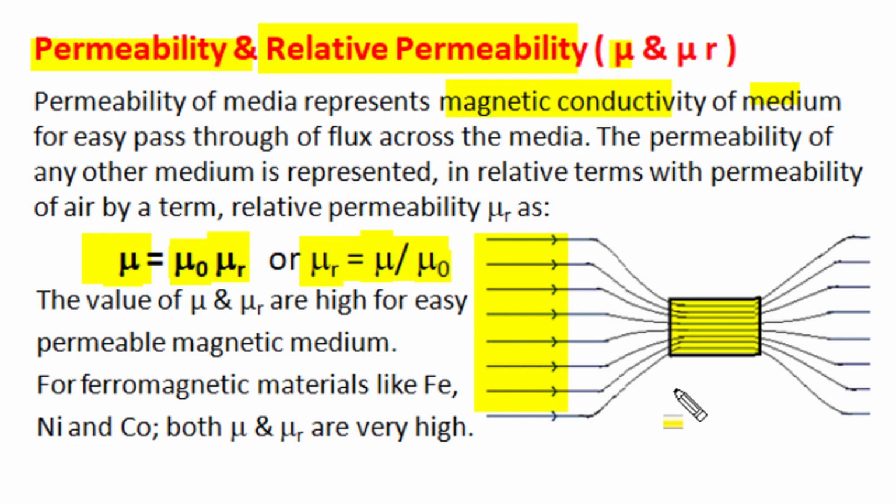Now for certain magnetic materials like iron, nickel, cobalt, both permeability and relative permeability are high, so the density of force lines becomes much more in these magnetic materials in comparison to air, as illustrated in this diagram.